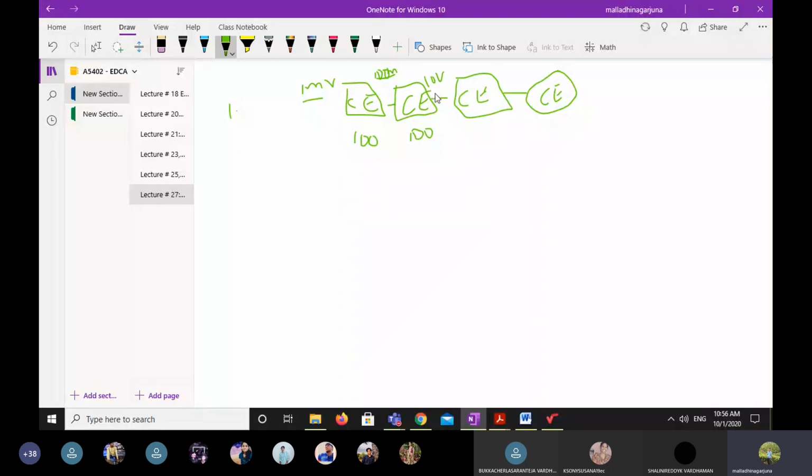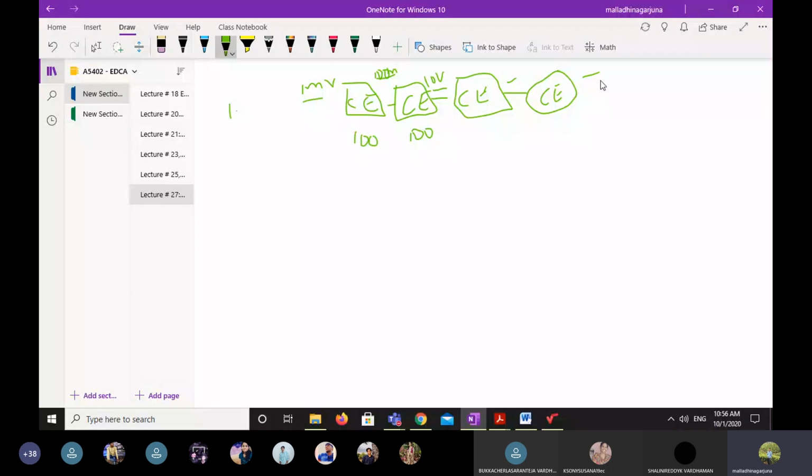If we give 10 volts, 10 volts is the input of the first stage, and at the same time the output of the second stage is the input of the third stage. If you give 10 volts, again it will be amplified. So until you are satisfied, you can connect any number of stages. Yes, the first point is to overcome the problem.